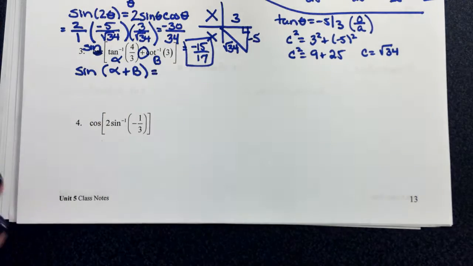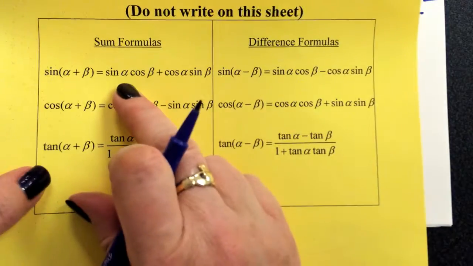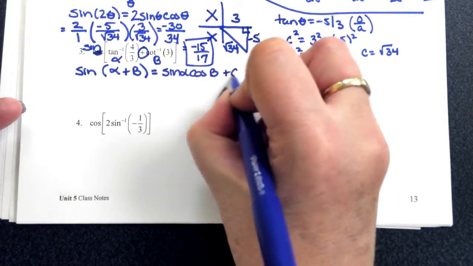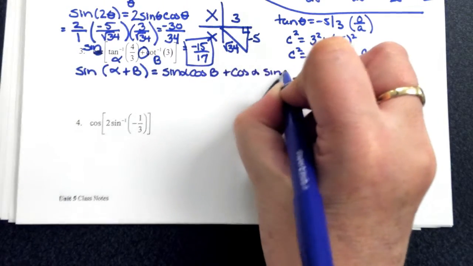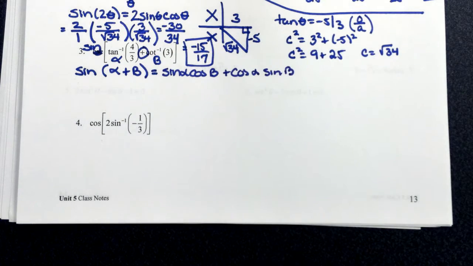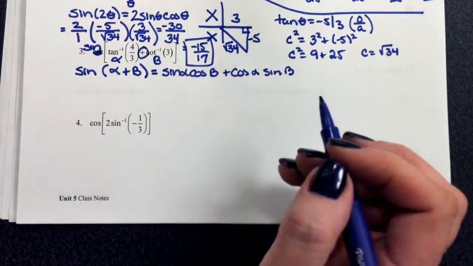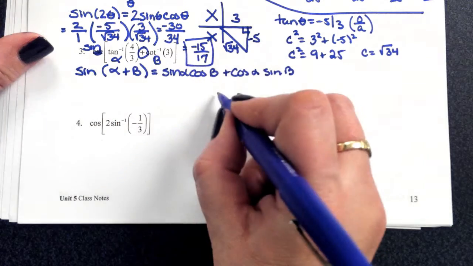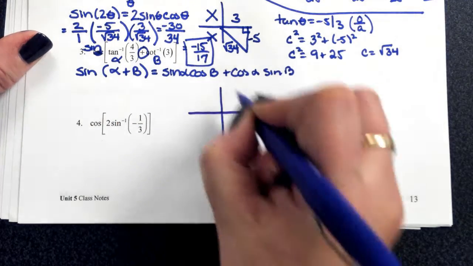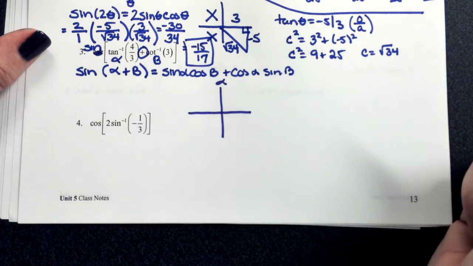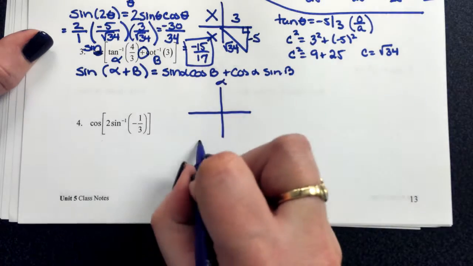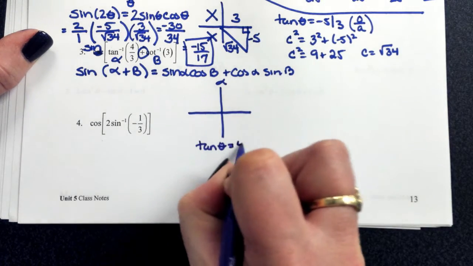So again, from your formula sheet, copy down what the formula is. Sine alpha cosine beta plus cosine alpha sine beta. You're going to have to set up your two reference triangles again. So here's my alpha. So they're telling me I've got the inverse tangent of 4/3, which means the tangent of theta is equal to 4/3.